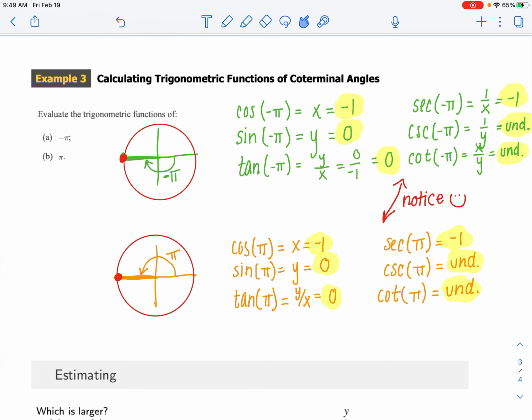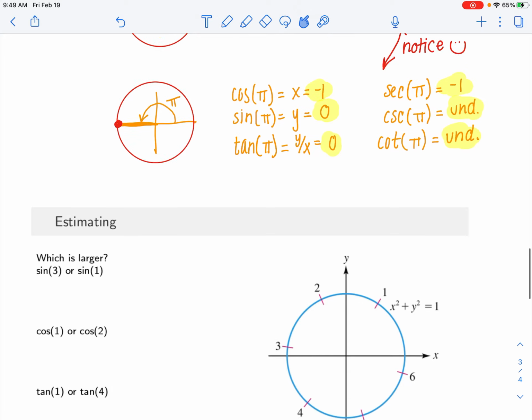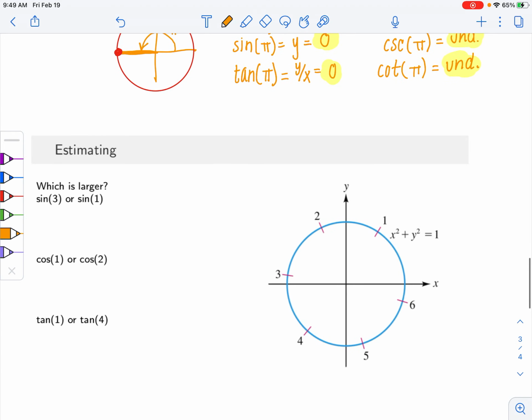We'll see who makes their life easy. We'll do a little bit of estimating as always, just so you get the idea. We're going to start with which one's larger, sine of 3. So right here, here's 3. So I'm going to draw my little angle here. So here's y and here's my x. Or sine of 1. Here's 1. Here's my y, here's my x.